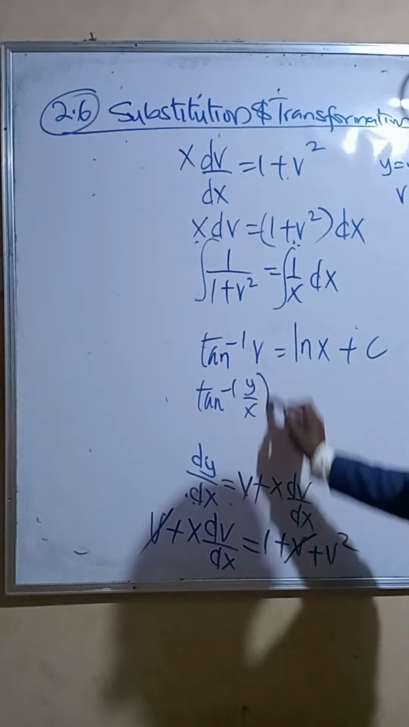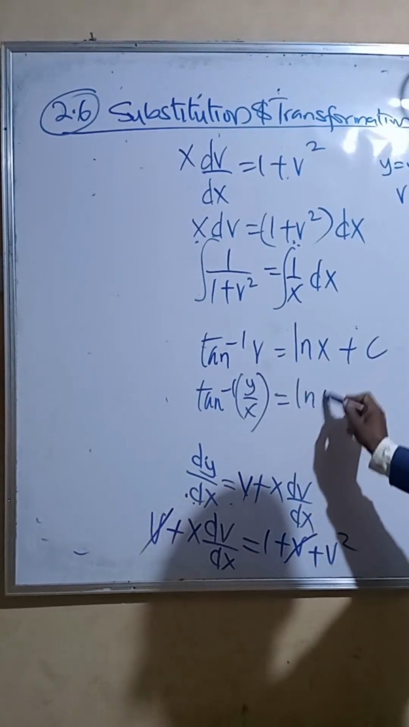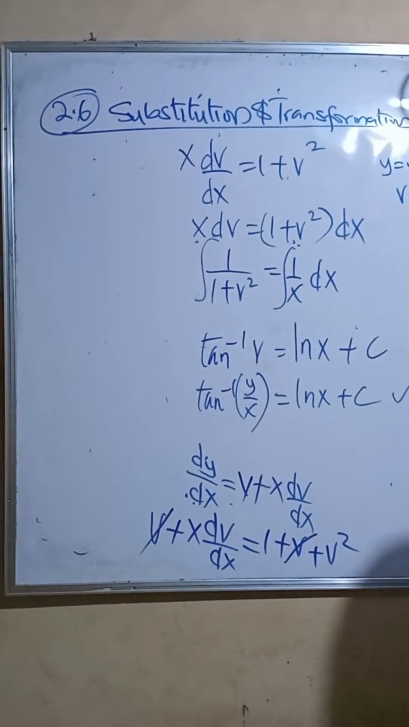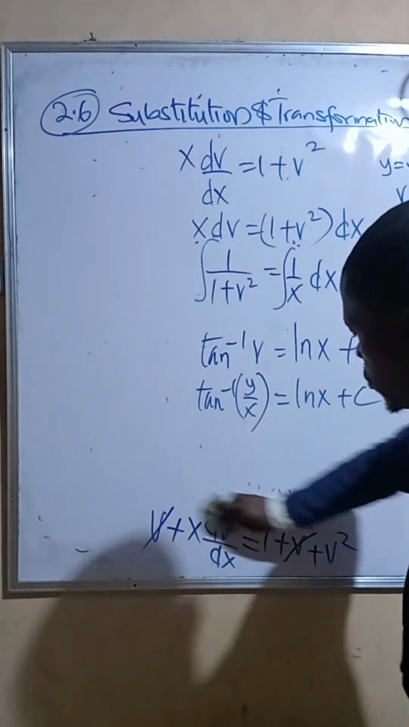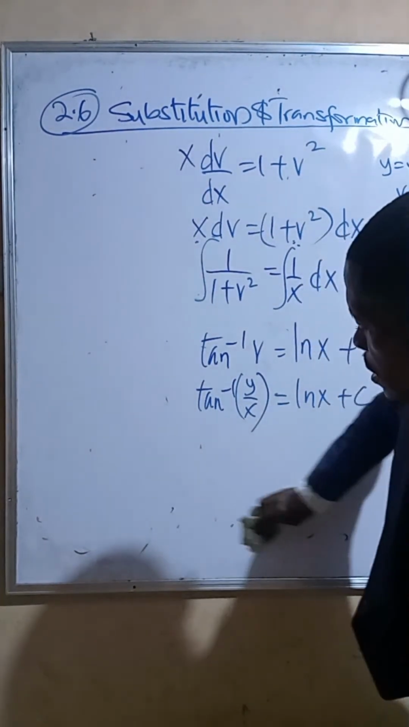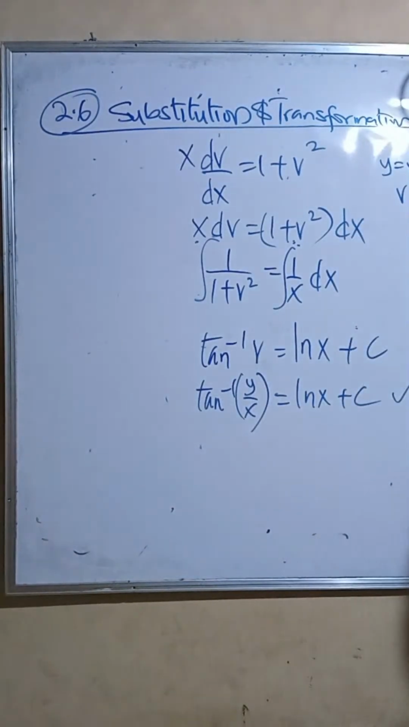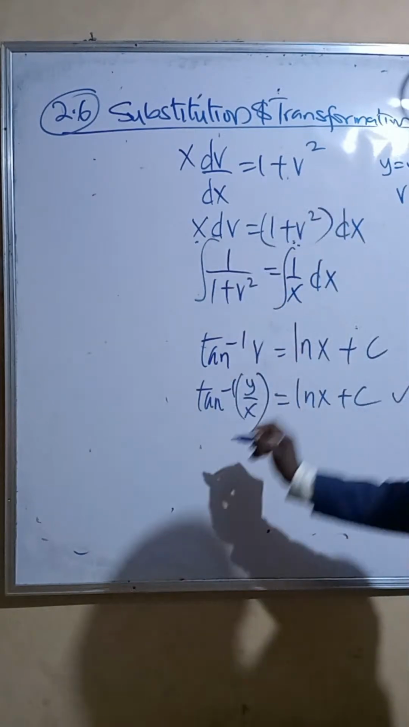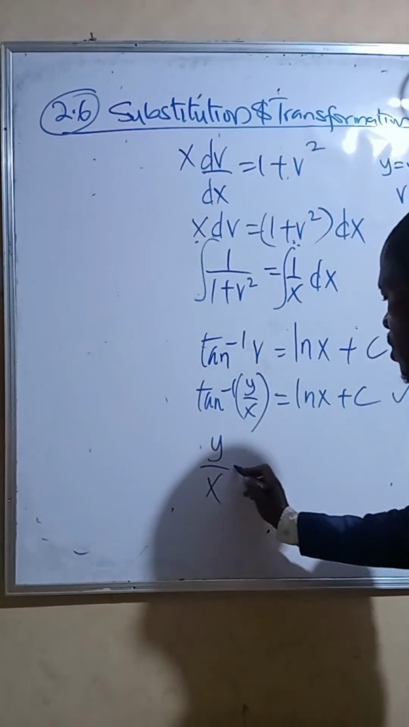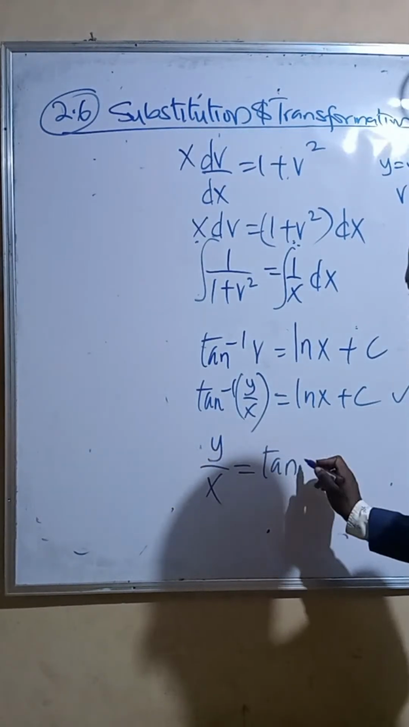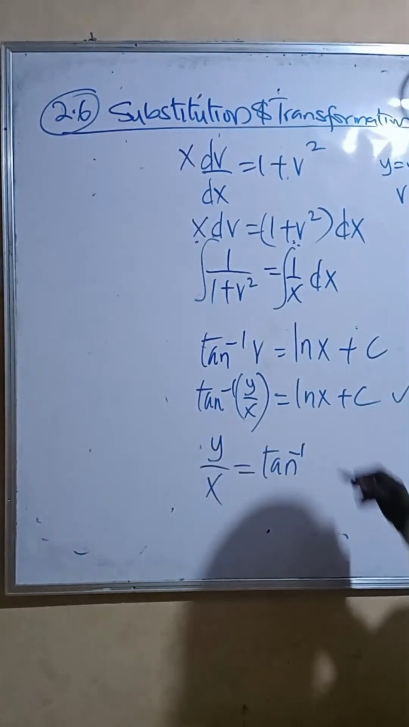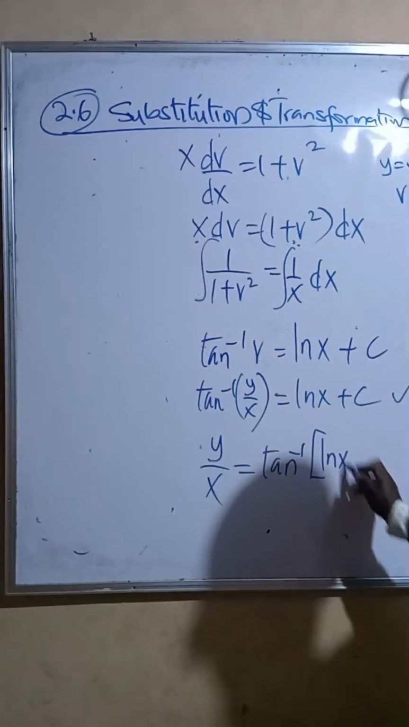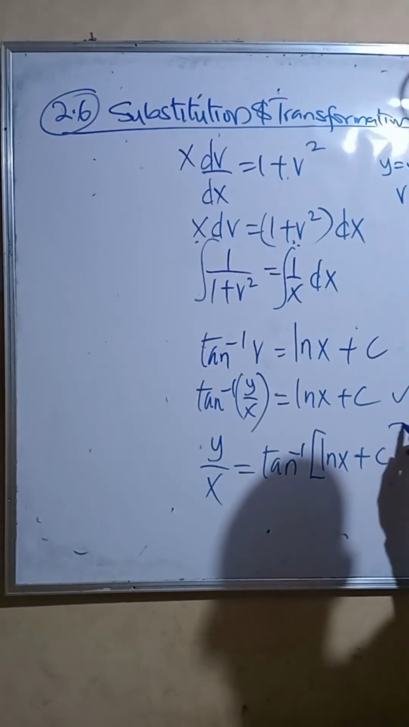Is arctan of y over x equal to what? ln x plus c. You can stop here, and you can also continue if you want, because you want to make y the subject. If you want to do that, you're going to take the arctan of both sides of the equation, and that will be equal to what? y over x equal to what? Arctan of this function, natural logarithm of x plus c.